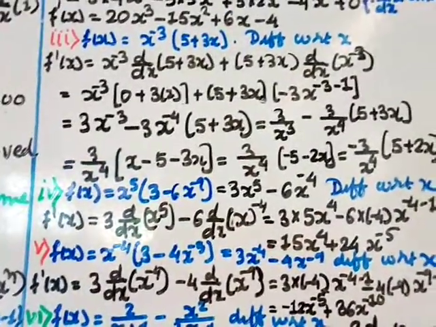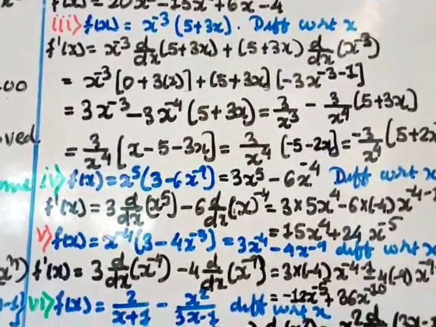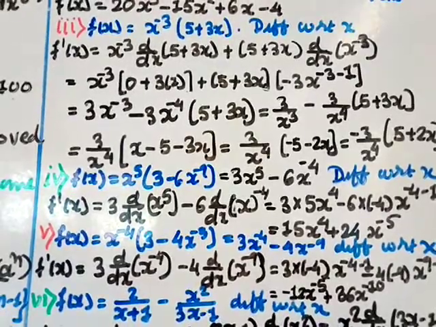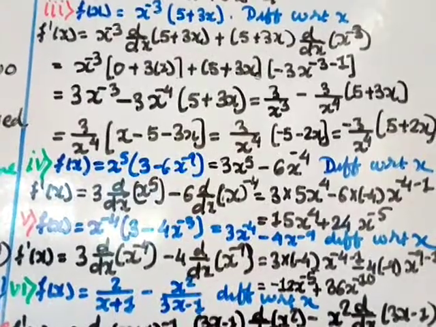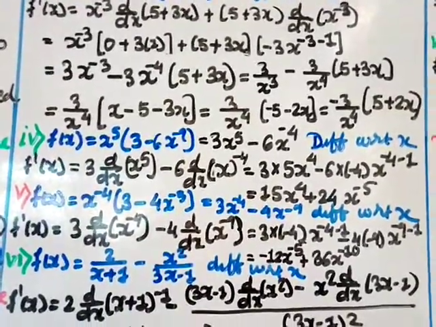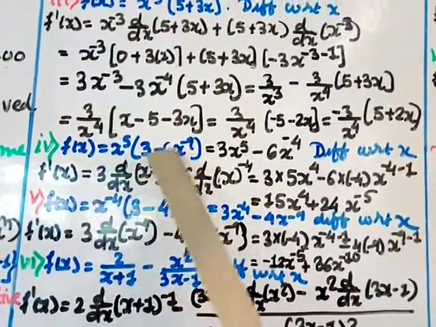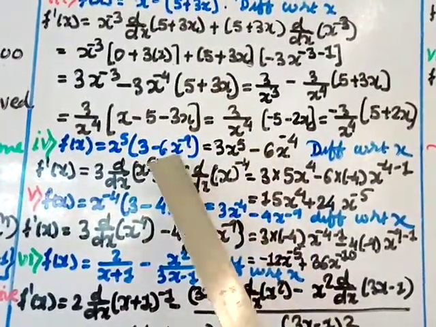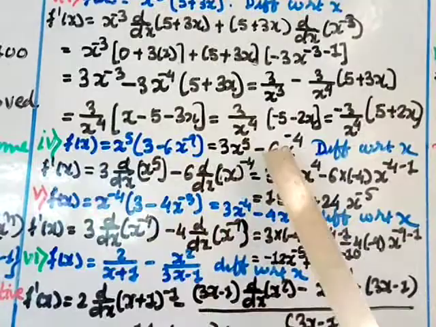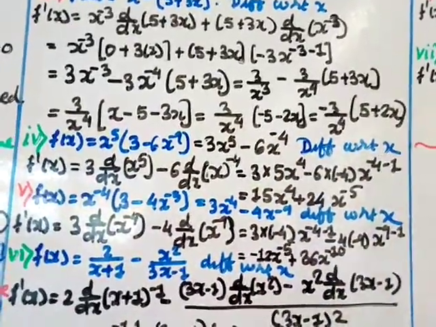Roman number 4, f x is equal to x power 5 into 3 minus 6 into x power minus 9. Here also you can do u into v, but I will open the bracket and make one polynomial and solve this. So multiply x power 5 inside the bracket. So 3 into x power 5 minus 6 into x power minus 9 plus 5 gives you x power minus 4. Differentiate with respect to x.